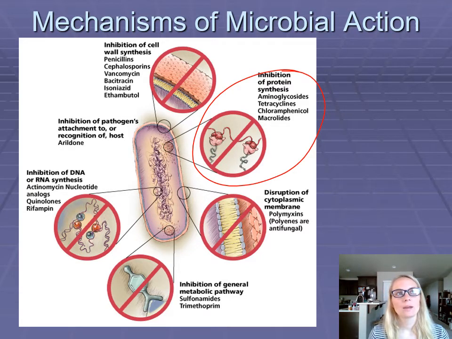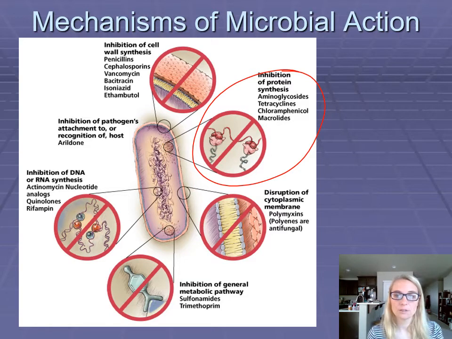Now, it was a little bit more obvious with cell wall inhibition. The target is peptidoglycan. We don't have peptidoglycan, but our cells synthesize proteins. We have ribosomes, so how is it that we have these drugs that can inhibit bacterial protein synthesis and ours is not affected? So we've got to think of these differences.